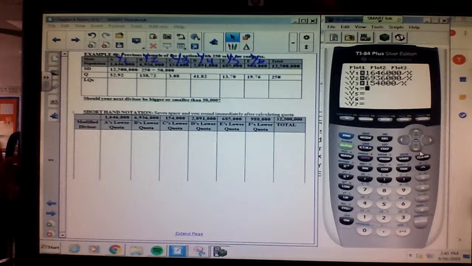Okay. 2,091,000 divided by x. 685,000 divided by x. And 988. Is there a difference if I do alpha and then x? Is there a difference? I don't know.